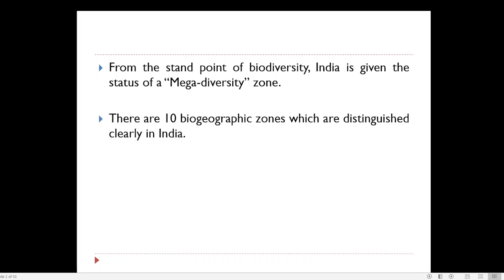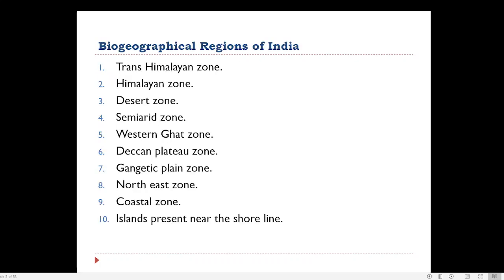If you look at the diversity of India, we can see that there are around 10 major biogeographical regions in India, which we call the biogeographic zones of India. We will discuss some of them. These are the 10 biogeographical regions of India, from the Trans-Himalaya in the north, and then we have islands also. We will be discussing about that.